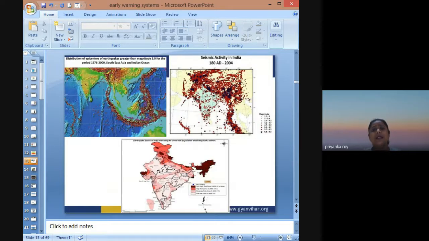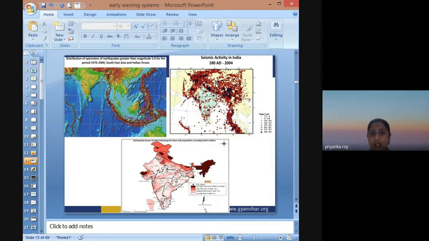Okay, so this is an image of the distribution of epicenters of earthquakes that can happen in and around the Indian subcontinent. If you see here, the darker the colors are, the black stars are telling you that the earthquakes are more than 6.5 to 9.3 Richter scale magnitude, which have been happening.